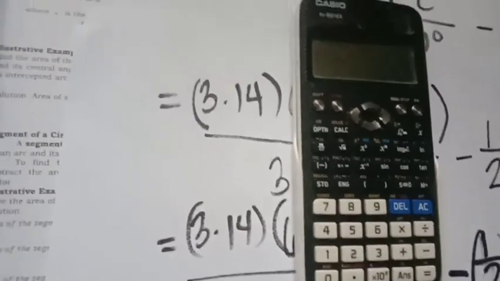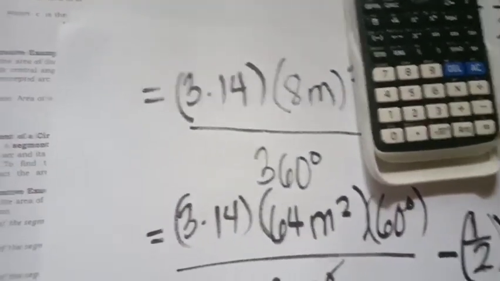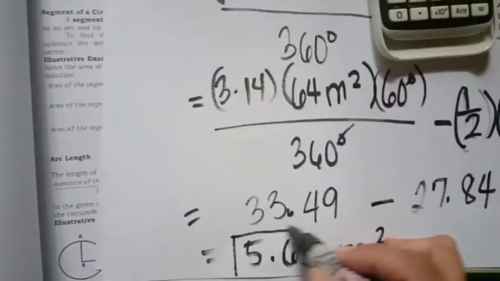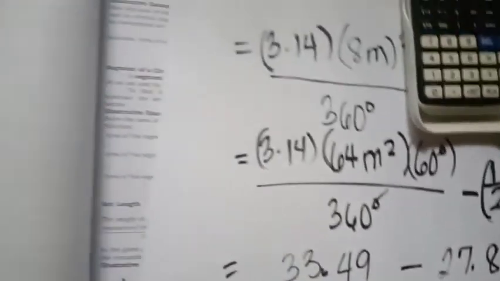So, 5.65. Ano yung unit of measure natin? The unit of measure is squared meter or meter squared. So, the final answer is 5.65 square meter.